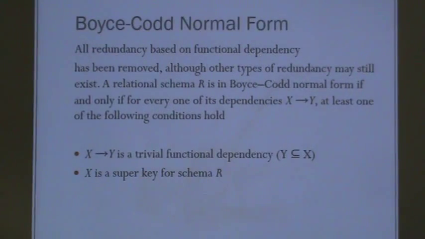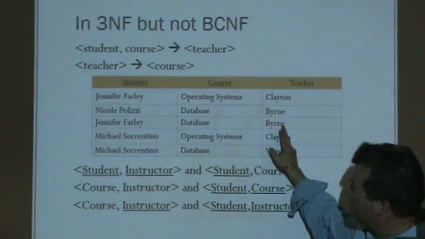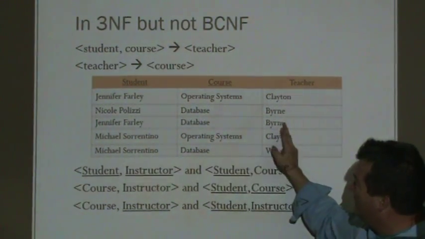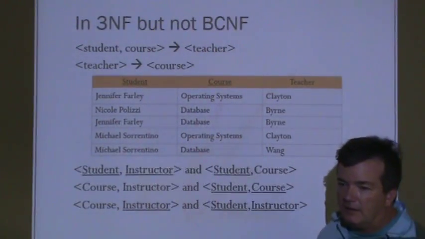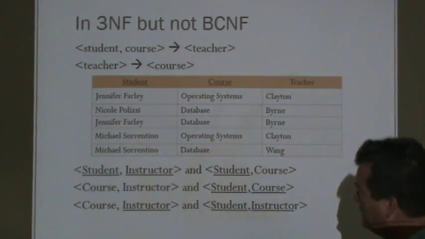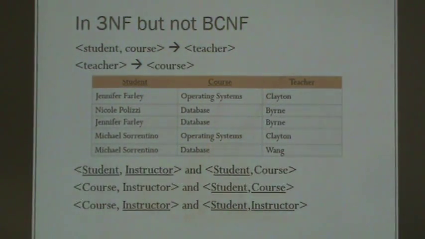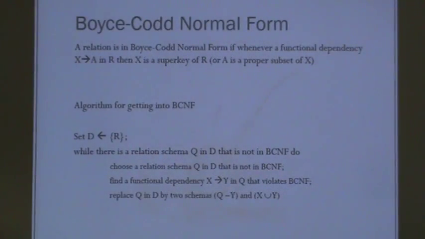All right, so we said that Boyce-Codd normal form says if X tells you a field, then X must be a super key of the relationship. So if knowing the teacher can tell you the course, then the teacher must be a super key for the table, which is not true in this case. So this is not in Boyce-Codd normal form, so we can break it up.